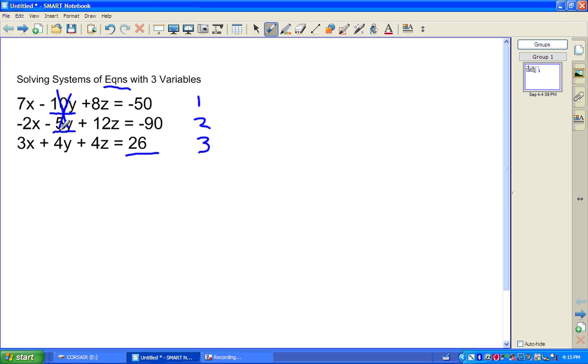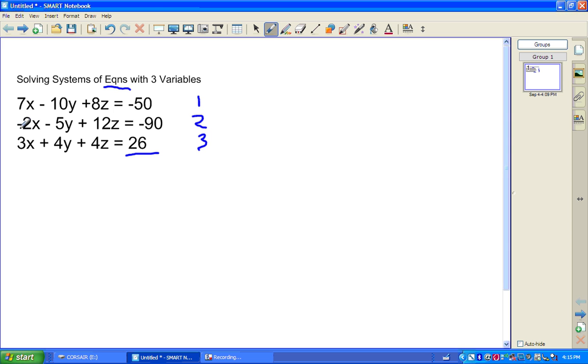That would work. But then there's nothing I can really do with equation 3, either in combination with equation 2 or in combination with equation 1, where I could only multiply one equation. And that's what I'm looking for. I don't want to multiply two equations to get something to cancel. I only want to multiply one. So I'm going to forego the y's.